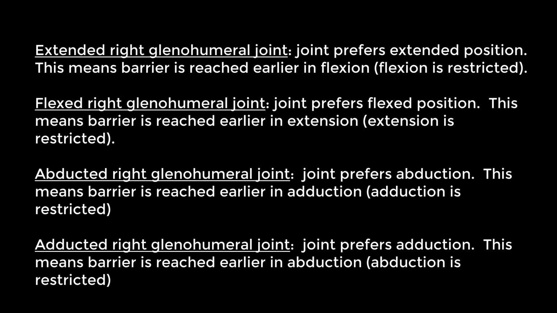If there is truly a restricted barrier in extension, you would call this flexed right glenohumeral joint, or a joint that prefers a flexed position. Compared with flexion motion, this means the barrier is reached earlier in extension. In other words, extension motion is restricted.